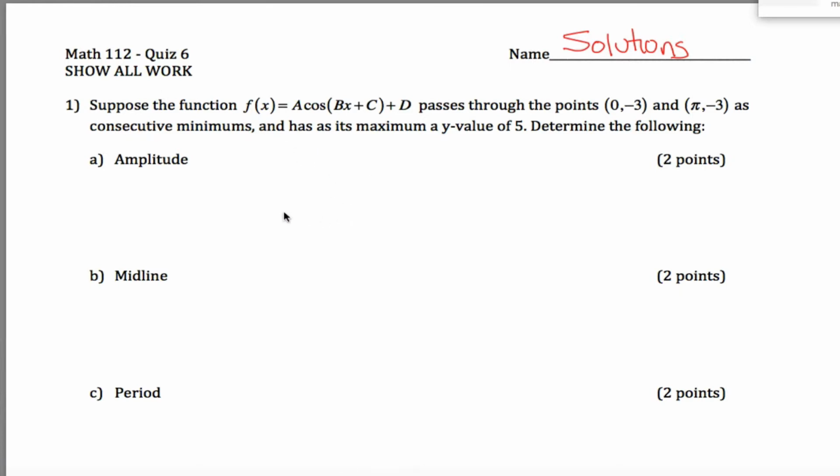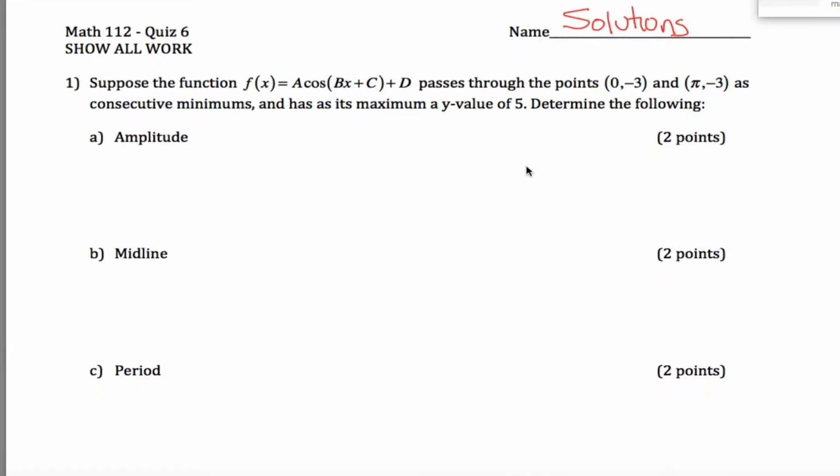For quiz 6 for Math 112, we're told we have this function. It's a transformation of the cosine function that passes through these points. Maybe that'll help to graph things a little bit. So let's see, I have (0, -3), going through this point right here, and then going through (pi, -3). So maybe that's pi over 2, and this is pi out here.